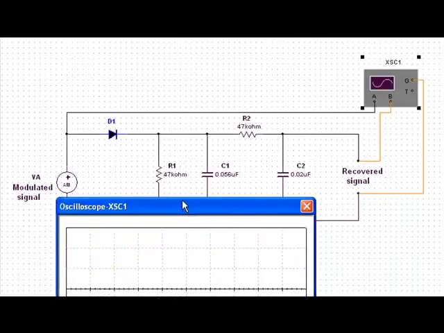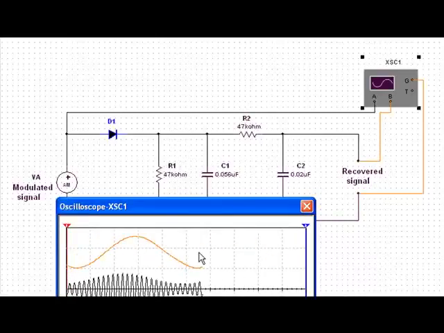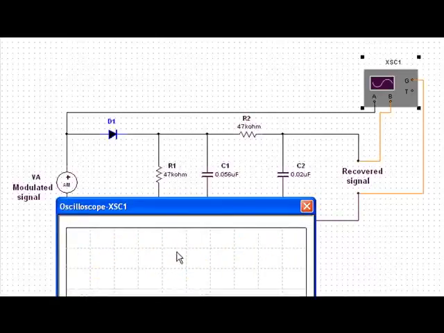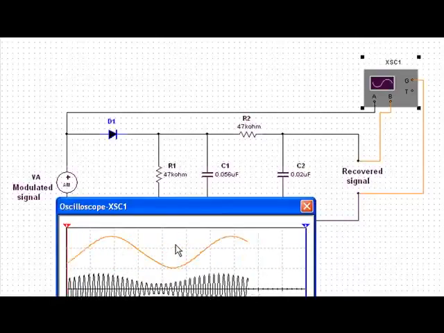And so that is the simulation of a simple AM detector. We have our modulated signal coming in, and we have our recovered signal coming out. This particular signal, we would feed into an amplifier and to speakers, and then we would be able to listen to the voice, music, or data, or whatever was transmitted from the AM transmitter.